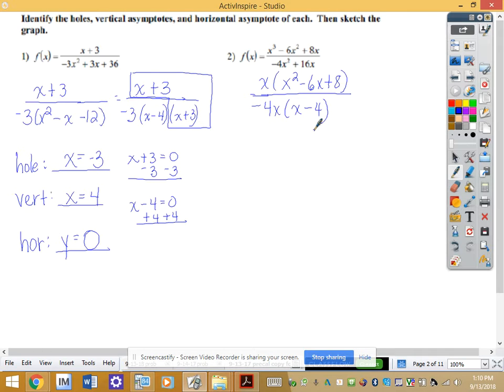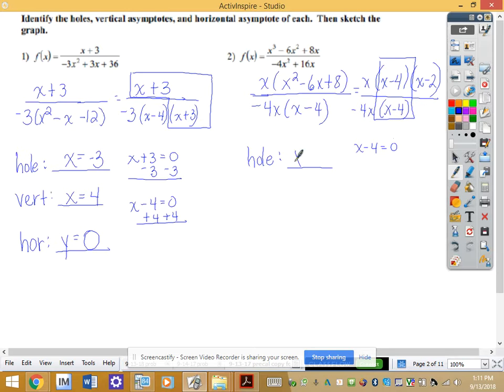All right, I have a trinomial on the top, so I need to factor that. So I need factors of 8 that, when I add them together, I get -6. So I have x minus 4 and x minus 2. So to do the hole, I'm going to find the thing that they have that cancels out. And in this case, it's x minus 4. So that's going to give me a hole at x equals 4.